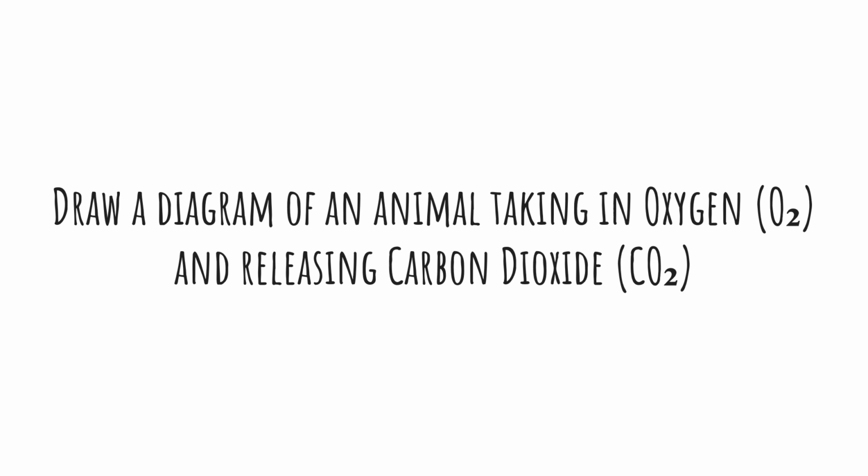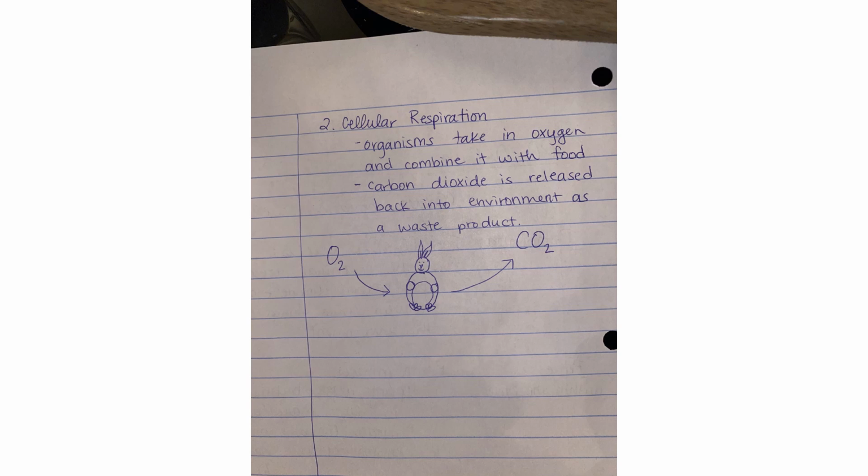Okay, now we're going to draw a diagram of an animal taking in the oxygen and releasing CO2. Here's my handwritten version. The second process up here, cellular respiration. These two have to do with defining what that process is. This is when organisms take in oxygen and combine it with food. Carbon dioxide is released back into the environment as a waste product. I guess we probably should include over here, they combine it with food to create energy. That would probably be a little more accurate. Look at that, cursive is easier than print. Okay, and then the CO2 is released back into the environment as a waste product.